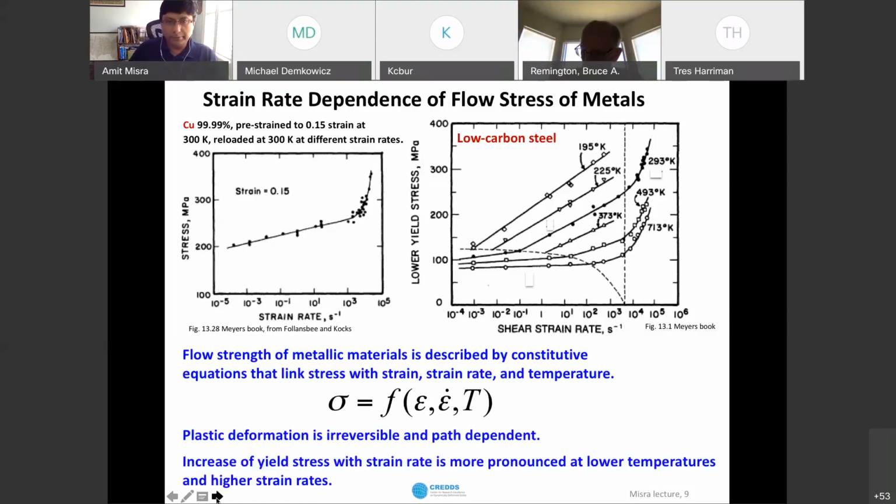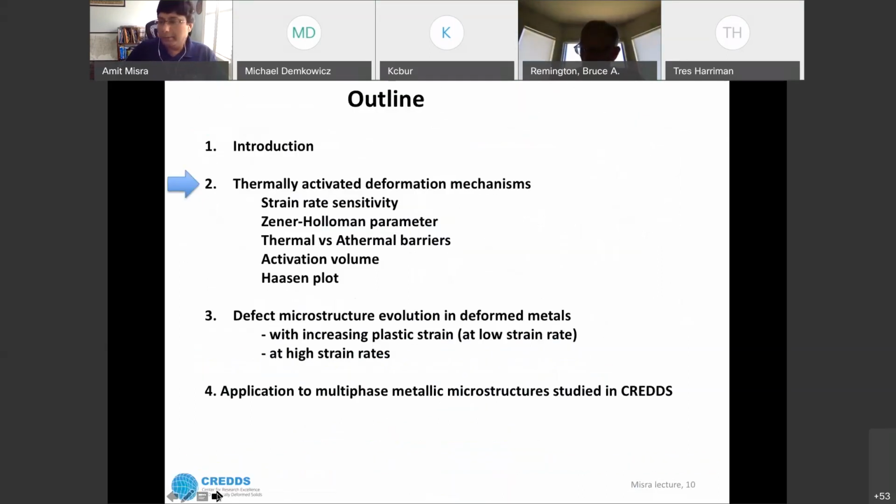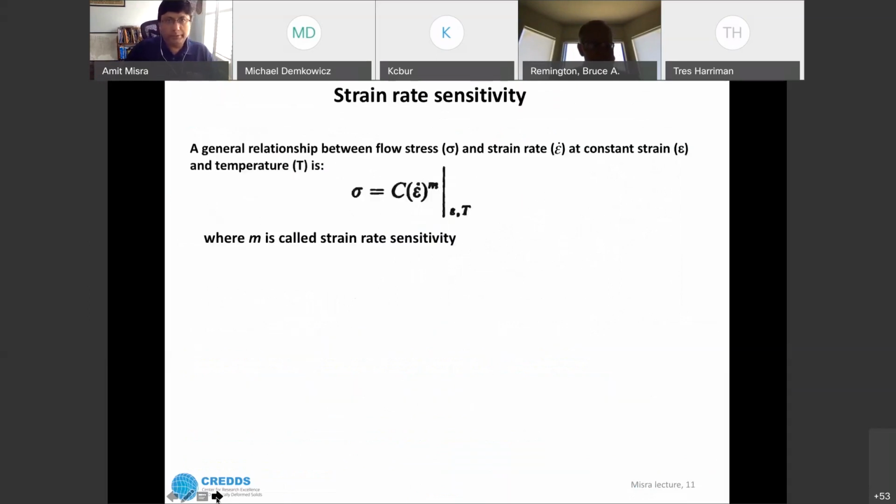Plastic deformation is irreversible and path dependent. And the increase of yield stress with strain rate is more pronounced at lower temperatures and higher strain rates. We would now go into the second part, where we start looking into defining these parameters, such as strain rate sensitivity. So what is strain rate sensitivity?